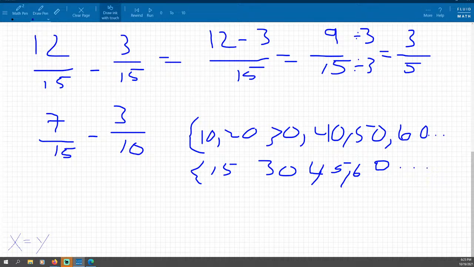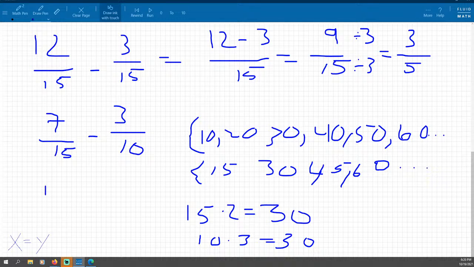So now what we need to do is change these denominators into that common one we found, which is 30. To get to 30, though, we have to multiply. So what do we get to 30? Times 2. So 15 times 2 is equal to 30. And 10 times 3 is equal to 30. So we must multiply both sides by 2.